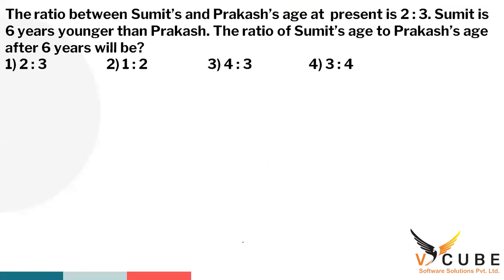The ratio between Sumit and Prakash age at present is 2:3. Sumit is 6 years younger than Prakash. The ratio of Sumit age to Prakash age after 6 years will be. Good question. After 6 years will be. 3 is to 4. 3:4, yes, sir. Very good.